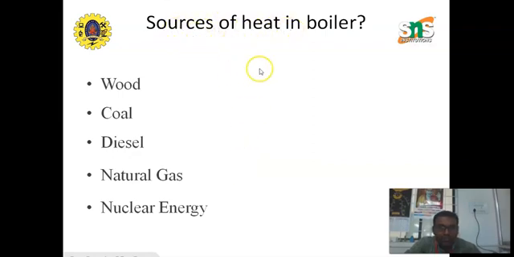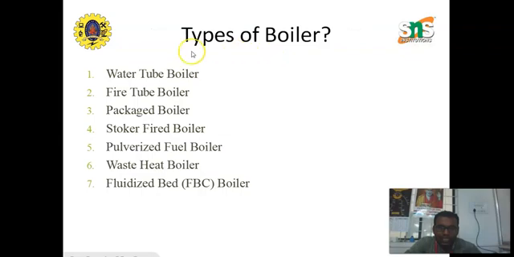These are some of the sources of heat in the boiler: wood, charcoal, diesel, natural gas, nuclear energy. These are some of the sources which are used for the conversion of water in the boiler to steam. Next, we will discuss the types of boiler.